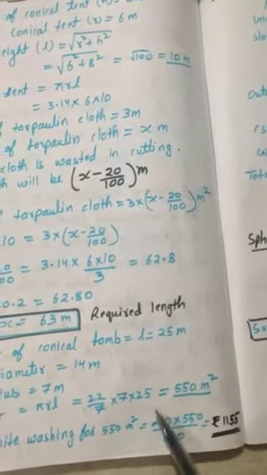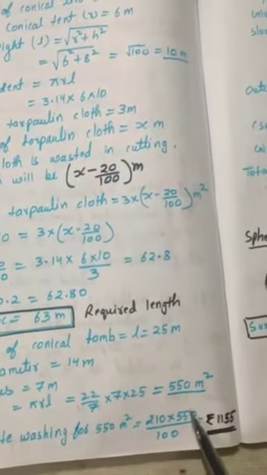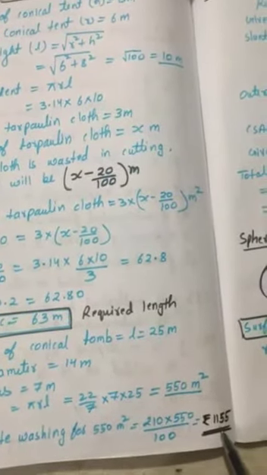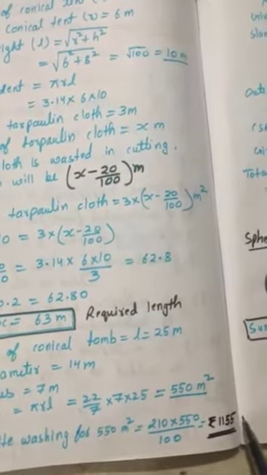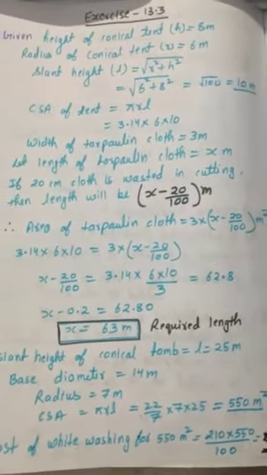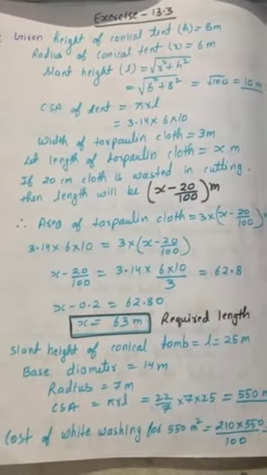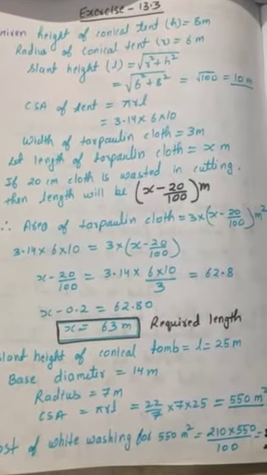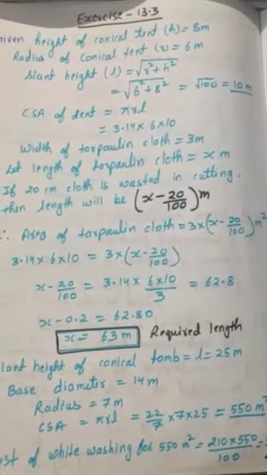So the total cost will be 210 upon 100 into 550, which is rupees 1155. Okay. So this is the total cost. So this way we have done question number 5 and 6. Question number 7 is very simple, which you have to do by your own.